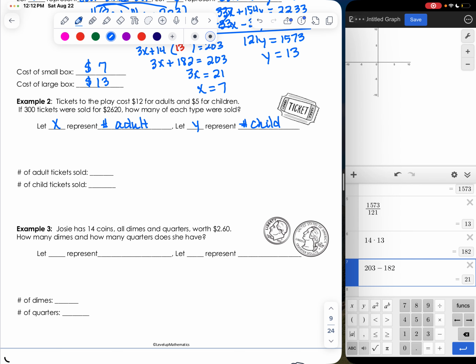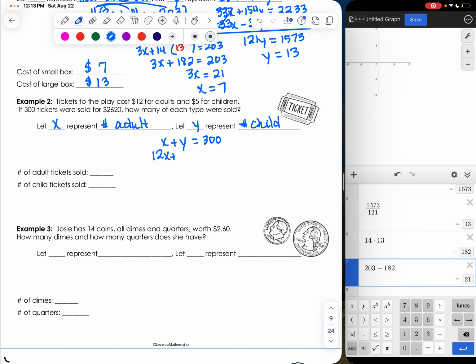Now, the first thing I want to do is write an equation that represents the total number of tickets sold. So I'll say the number of adult tickets, X, plus the number of child tickets, Y, has to equal a total of 300 tickets. Then I want to write an equation for the value of the tickets. Well, adult tickets were $12 each, so 12x.